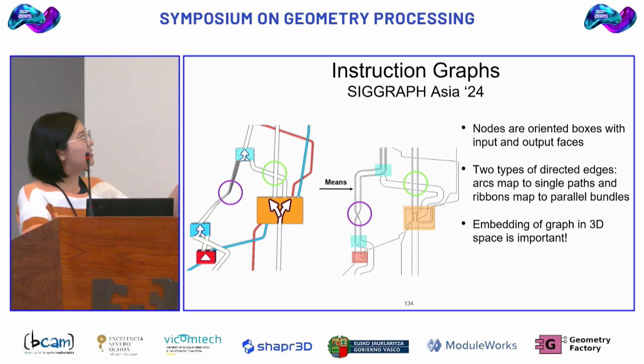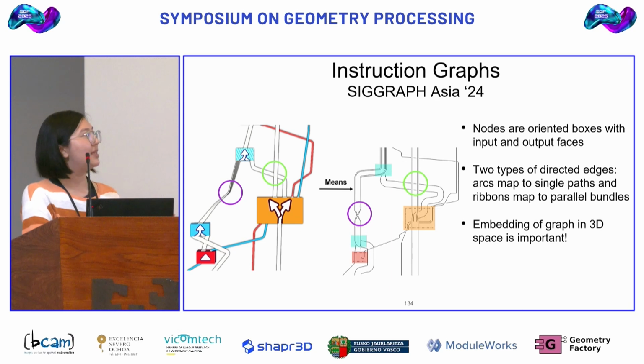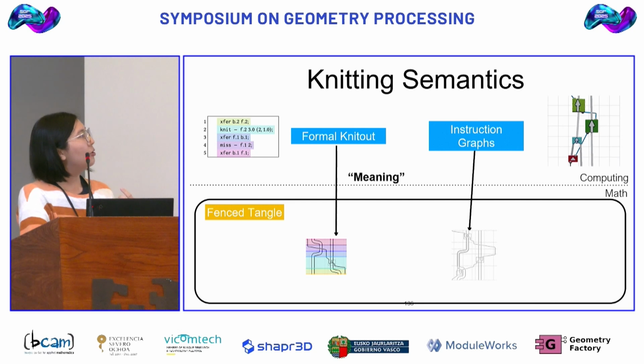So we can see that between the graph on the left and the denoted fence tangle on the right. And the thing that really differentiates this from the existing knit graph is that the embedding of this graph in 3D space is very important. As these edges and nodes twist in space, this affects the denoted fence tangle. And so this is great.